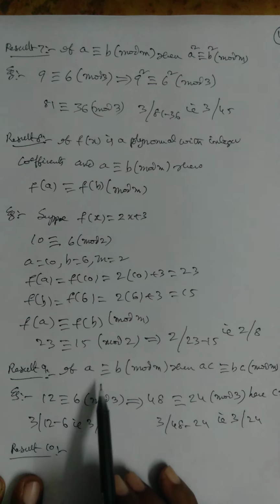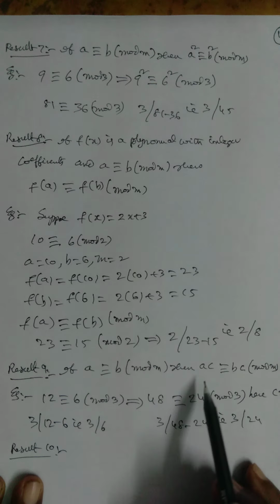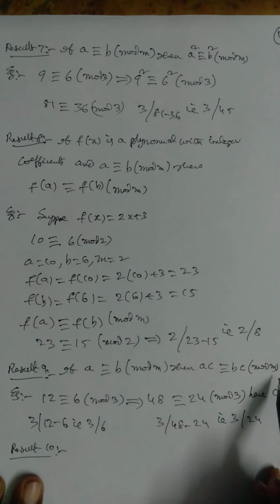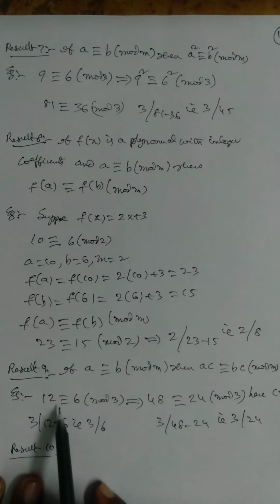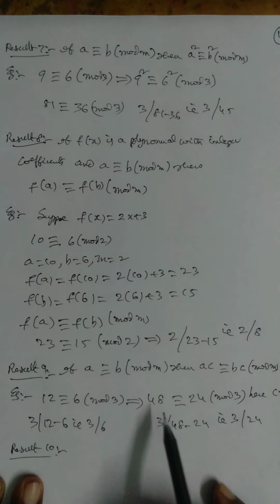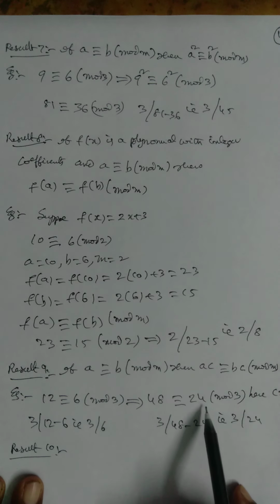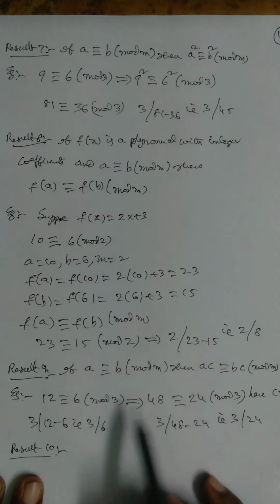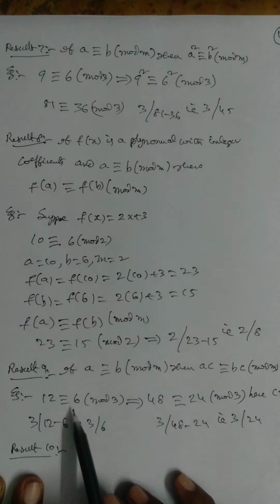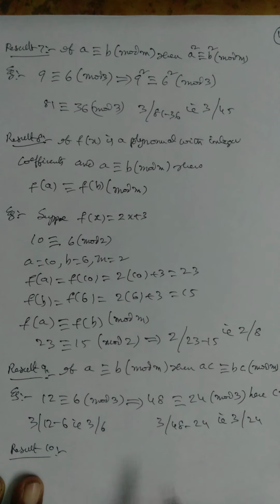Result 9: if a is congruent to b mod m, then ac is congruent to bc mod m. Example: 12 is congruent to 6 mod 3, 48 is congruent to 24 mod 3. Here c is equal to 4. 4 into 12, 48; 4 into 6, 24. Check it.